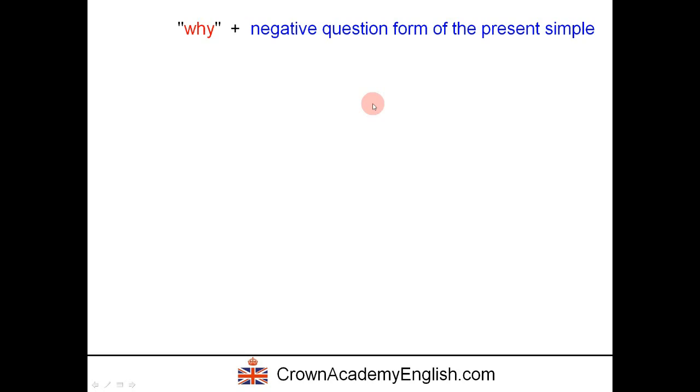Here is an interesting structure. Why followed by the negative question form of the present simple. And we use this structure to make a suggestion. Okay, so we're not asking a question, or we're not asking for the reason, but we're making a suggestion.